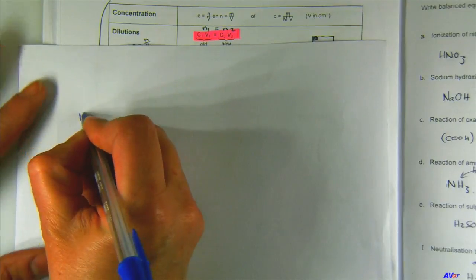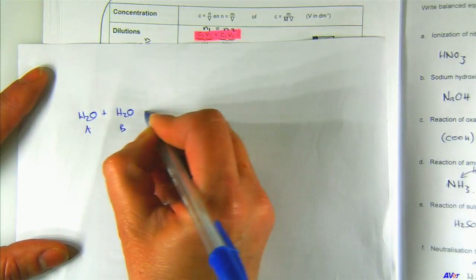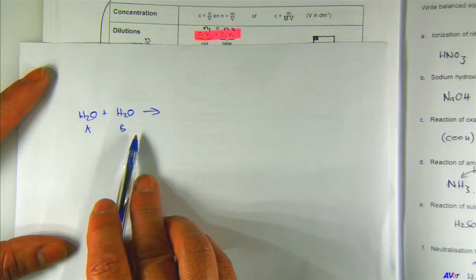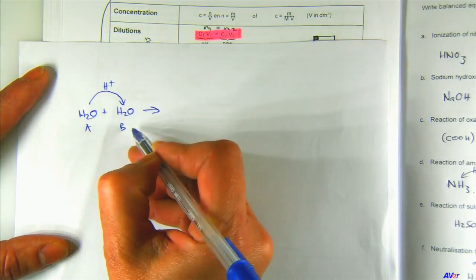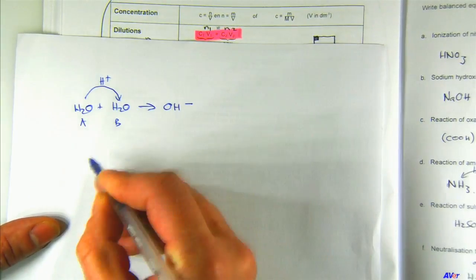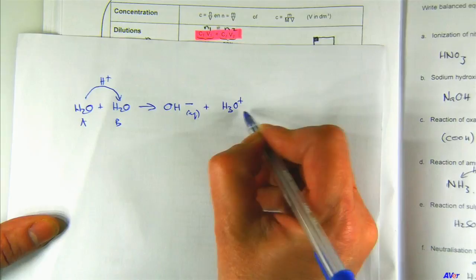Now, let's think about water. Water, we call it an ampholyte or an amphiprotic substance. Tell me, what's an amphiprotic substance? Yes, something that can react either as an acid or as a base. So let's take a reaction where one molecule acts as an acid and the other one acts as a base. The acid is a proton donor and the base is a proton acceptor. So what will happen? This one will become OH minus, and that one will become H3O plus in solution.